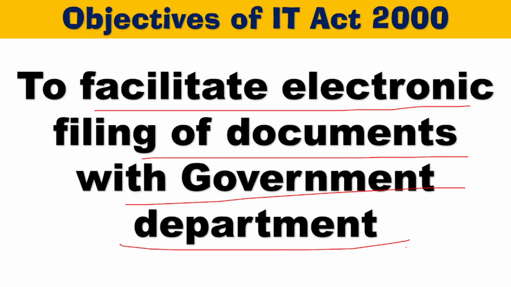Next, facilitate electronic filing of documents with government departments. Before, you had to go to the physical offices in order to file the records with the departments. But now everything can be done online. But for that, you need some protection. For filing the documents online, we need some protection, and that protection will be given through this IT Act.